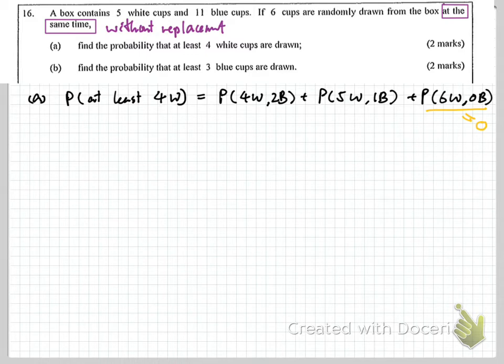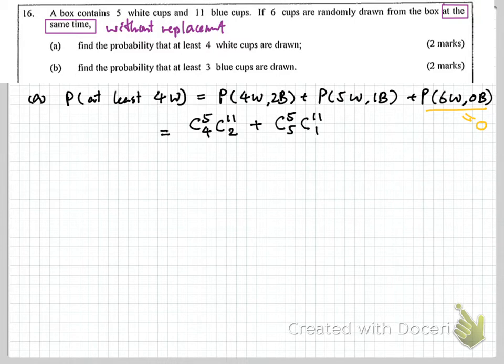So 4 whites and 2 blue. Let me invoke the nCr approach. You have 5 whites, you choose 4 of them, so there are 5C4 ways you can do that. There are 11 blue, and you choose 2 of them, 11C2. So that is 4 whites and 2 blue. This is on white, and this is on blue. The second one will be 5 whites and 1 blue. So 5 whites will be 5C5, and 1 blue will be 11C1.